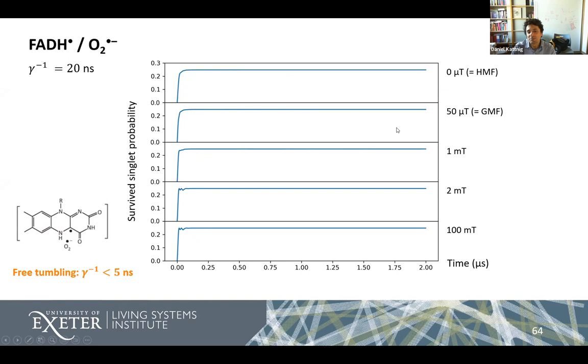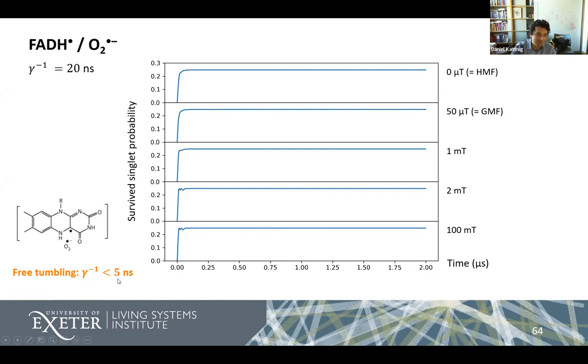basically everything is gone and all these spin dynamics look the same, meaning we don't have any magnetic field sensitivity anymore. In particular, keep in mind that here I've assumed a relaxation time of 20 microseconds. Freely tumbling superoxide, however, will relax at a rate even faster than that, meaning with a relaxation time of less than 5 nanoseconds.